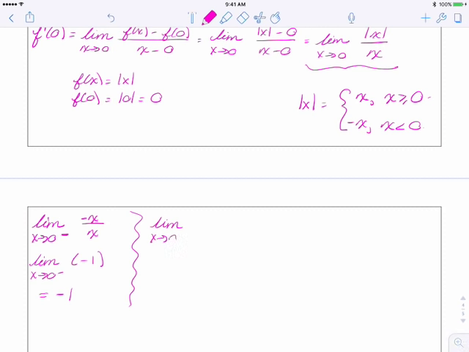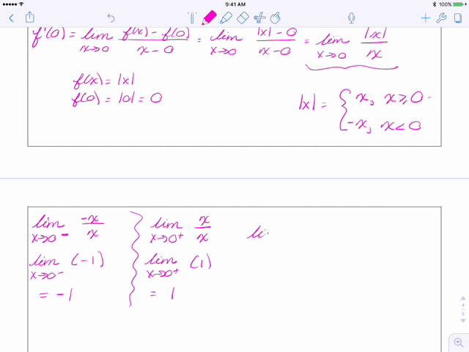So coming in from the right of 0 means larger than 0. So when x is larger than 0, the absolute value of x is x. So we have the limit of x over x. That, of course, reduces to 1. And the limit of a constant is always the constant. So therefore, the limit as x approaches 0 from the right is equal to 1.